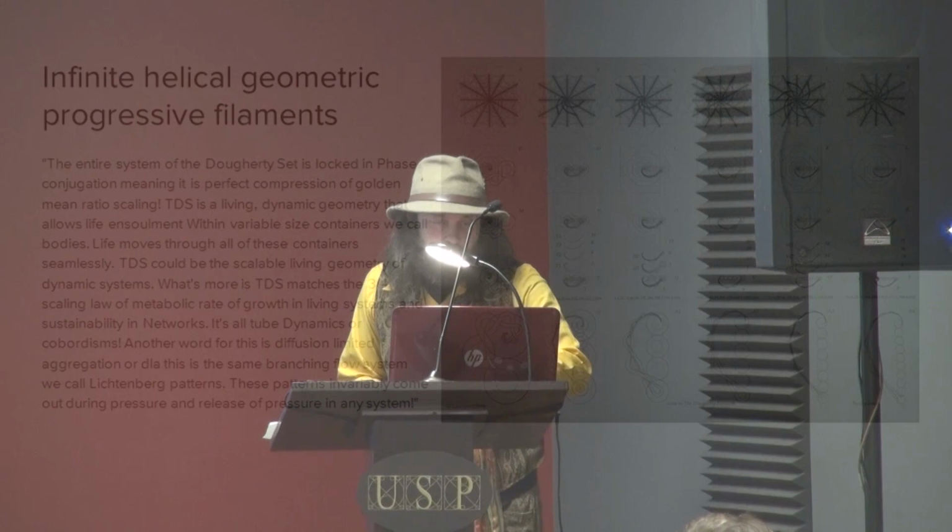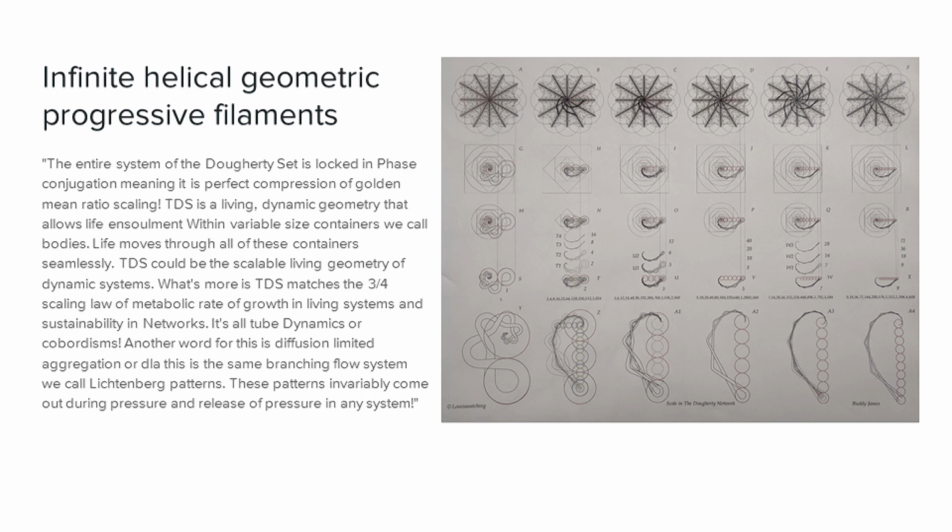Anyway, so it's all tube dynamics of cobordisms. In mathematics, cobordisms are tubes. That's it. So the whole thing here is what we're looking at is tubes. Another word for this is diffusion limited aggregation. I'll show some slides here later of that. DLA is the same branching flow system that we call Lichtenberg patterns that we see in the lightning, or that we see in rivers, or that kind of thing.